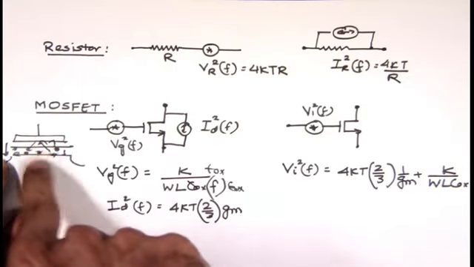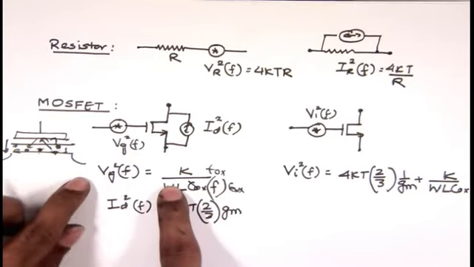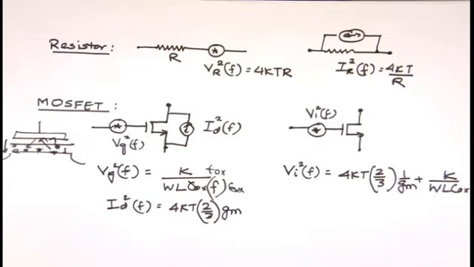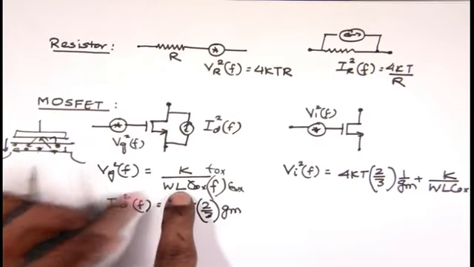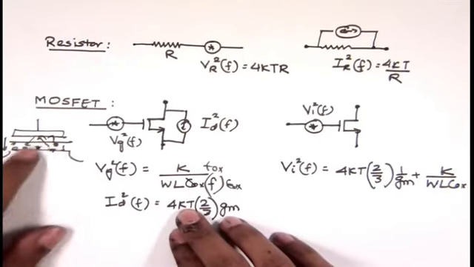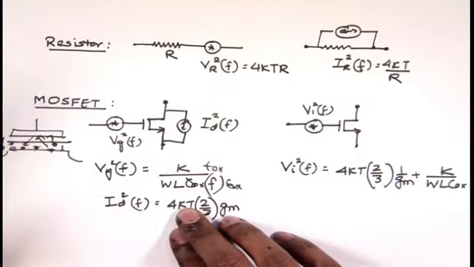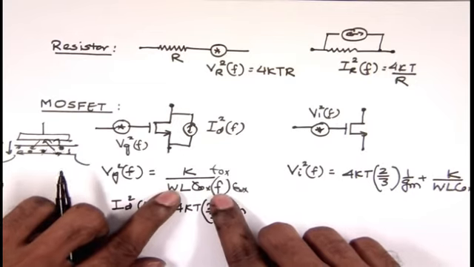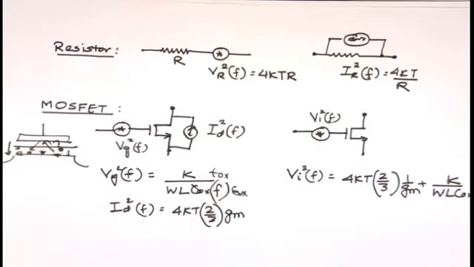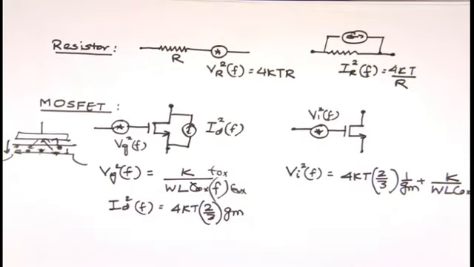So longer oxide thickness is going to give you larger 1 upon F noise, and hence the 1 upon COX dependence. If you have larger area, then generally these are statistical phenomena, so they average out over a larger area. As you go on increasing the area, we get an overall averaging phenomenon, and hence the mean square value reduces, and hence we have W and L dependency. So this sums up the expression for the 1 upon F noise.